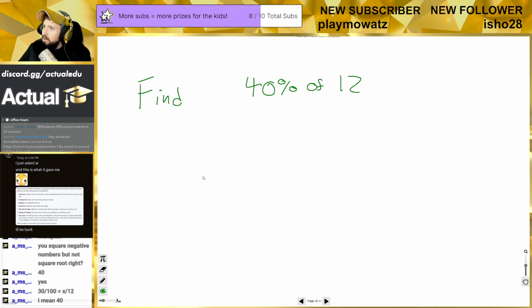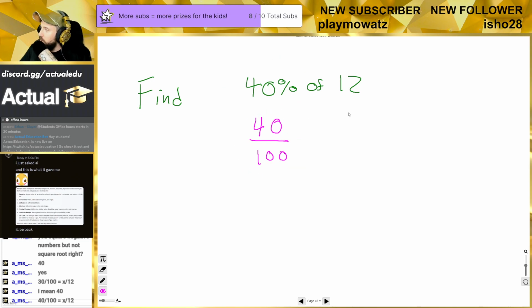Yeah, I don't know how to do it. Okay, so Monkey has a good way to do it. One way is to write this in terms of a fraction. You could write 40% as 40 over 100. Does that make sense? And that must equal some amount x over 12. This is another way they sometimes do it, and then you have to solve it using algebra.